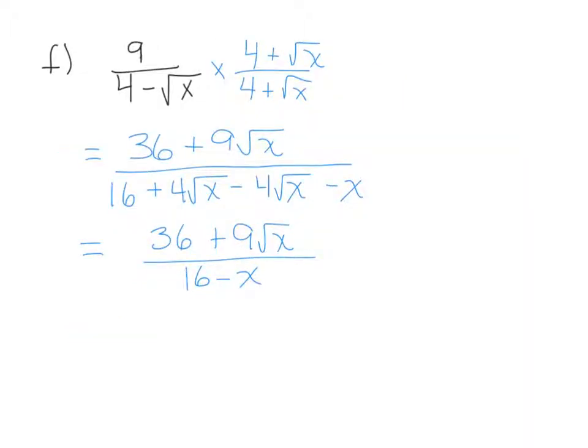So here's the last one, multiplied by 4 plus root x over 4 plus root x. Root x times root x is just x, or you could have had root x squared, but that simplifies just to x, so that gets rid of the radical in the denominator, and there's nothing further you could do with that one, so that's fully simplified.